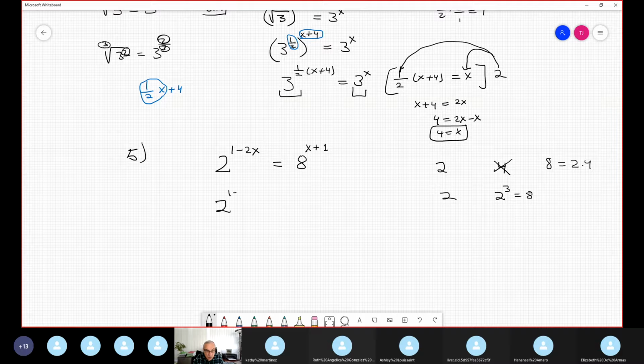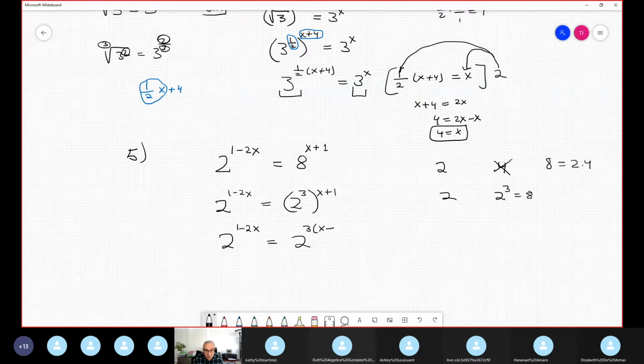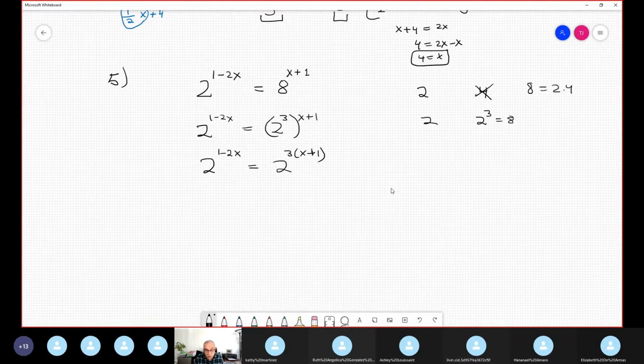2 to the 1 minus 2x is equal to 2 to the cubic power raised to the x plus 1. Okay, now again multiplication of the exponents is 3 times parenthesis x plus 1. Okay, now I am ready. We have two exponentials. The base is the same, therefore the exponents should be the same. Should be, no, must be the same. So 1 minus 2x is equal to 3 times x plus 1.